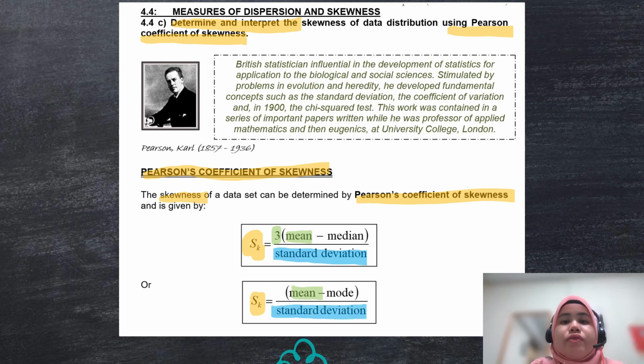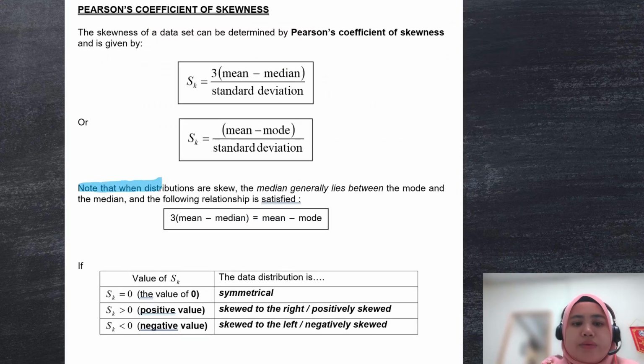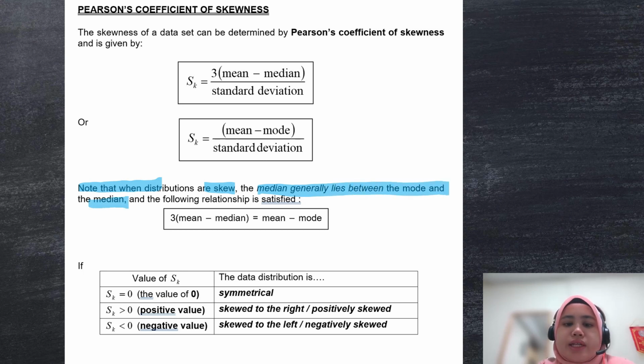So as you can see, we have two different formulas. Which one are we going to use? It depends on what values are given, or what values you are looking for before finding the Pearson coefficient. Okay, let's continue. Note that when the distribution is skewed, the median generally lies between the mean and mode, and the following relationship is satisfied. So here is how we categorize the value that you are going to get.